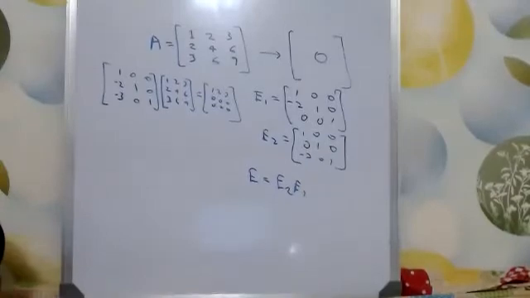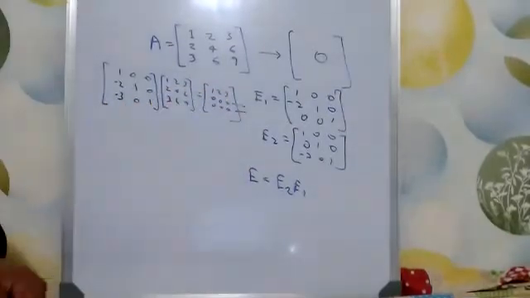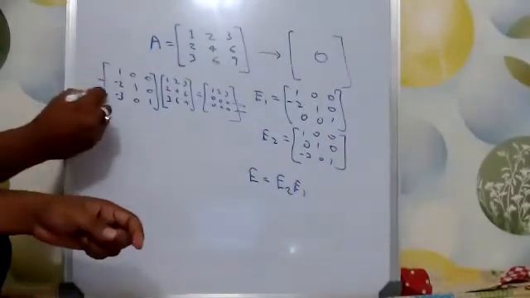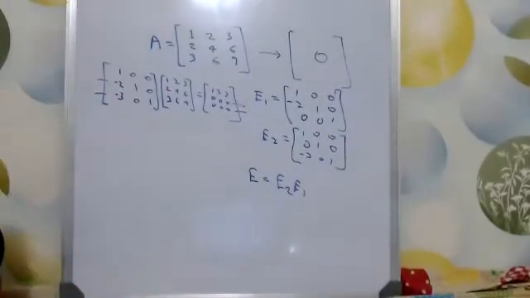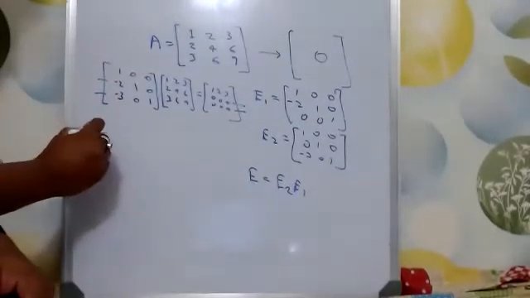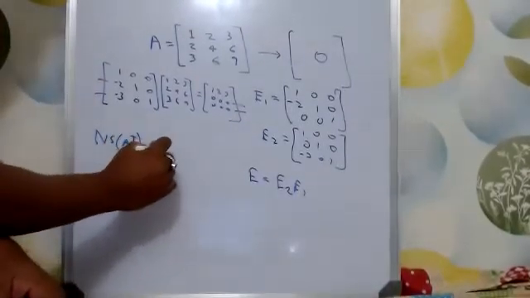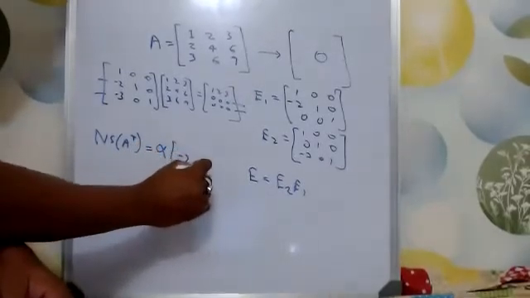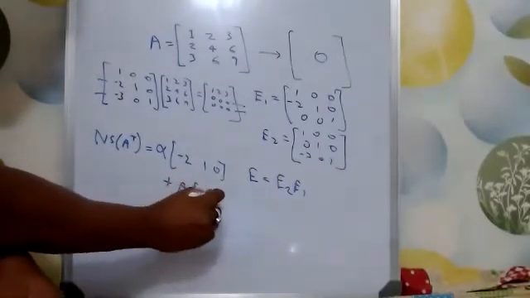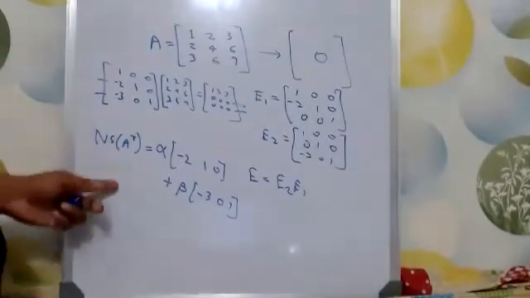Now it is important to consider which rows are 0. So row 2 and row 3 are 0. So you see in the elimination matrix, this row and this row are responsible for making that 0. So our left null space, that is the null space of A transpose, is equal to alpha times [-2, 1, 0] plus beta times [-3, 0, 1]. So this is my left null space.